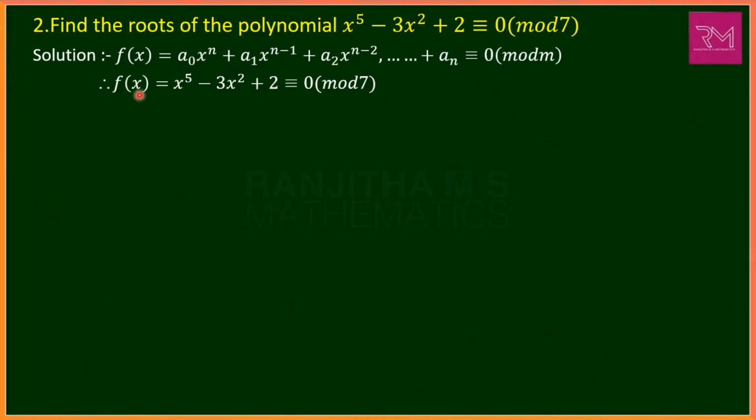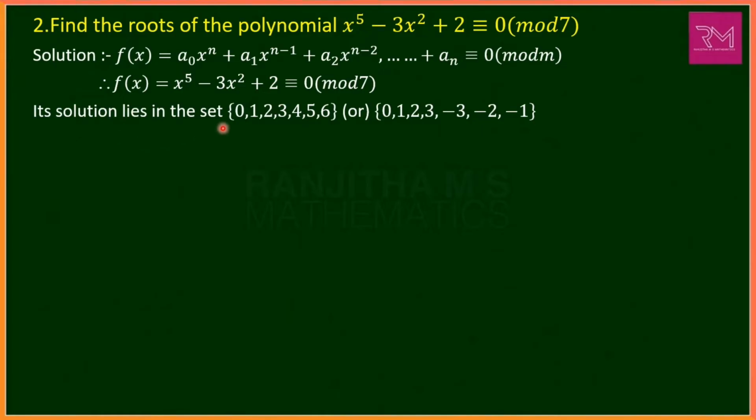So next step we have to substitute x value as 0, 1, 2, 3 up to the value 6 because this m value is 7 here. So we have to substitute values up to m minus 1, that is 7 minus 1 is 6. Therefore we have to substitute x value as 0, 1, 2, 3 up to 6 and check the congruency. That means its solution lies in the set of 0, 1, 2, 3, 4, 5 and 6.